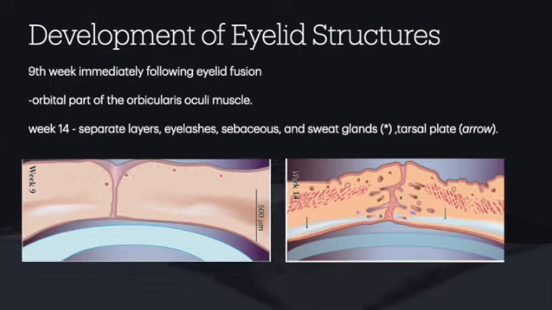Now, the very first structure to appear is the orbital part of the orbicularis oculi muscle. By around the 14th week, the eyelid is divided into separate layers. And in the second picture, you can see rudimentary eyelashes, sebaceous and sweat glands. And near the eyelid margin, there is a primordial tarsal plate that is being formed. Here I kept an arrow mark for you to understand.